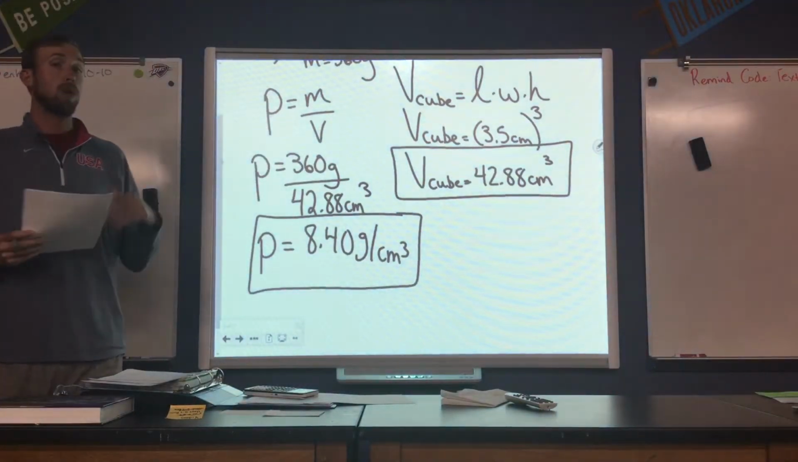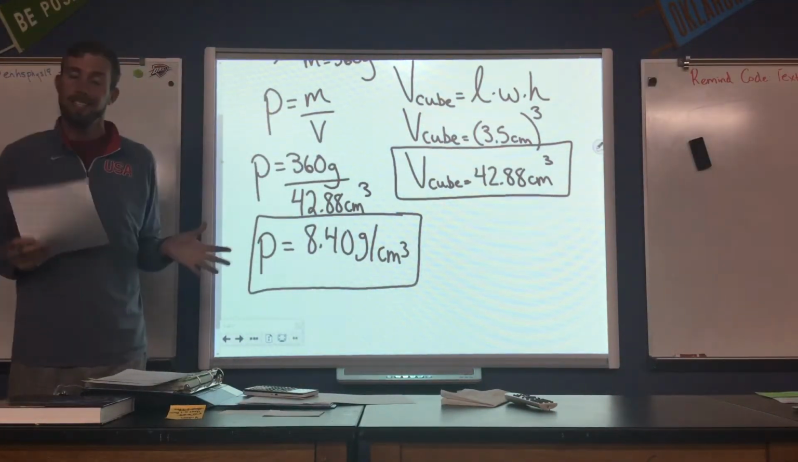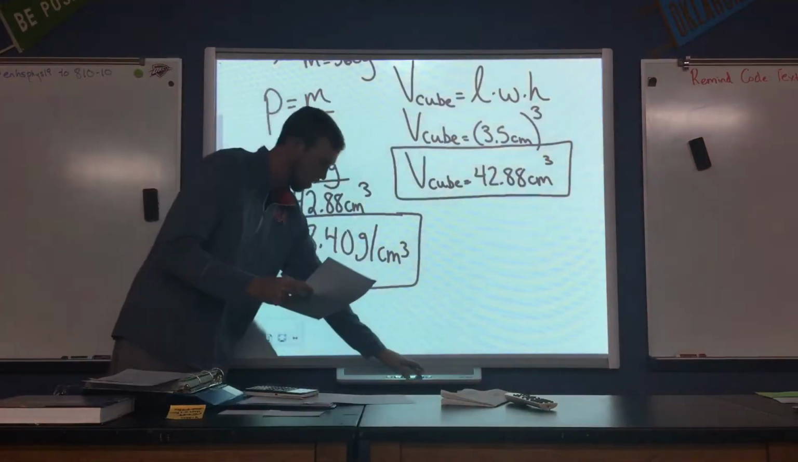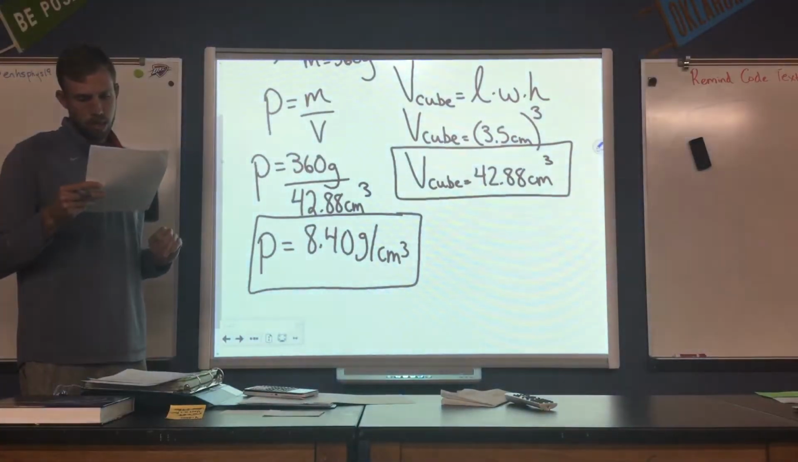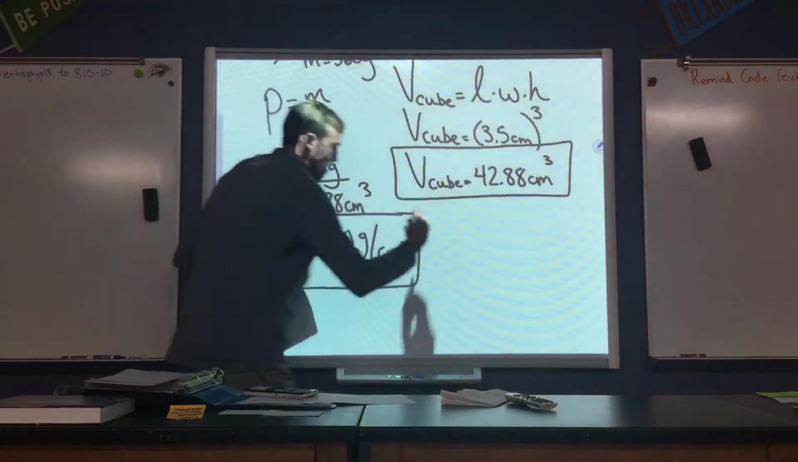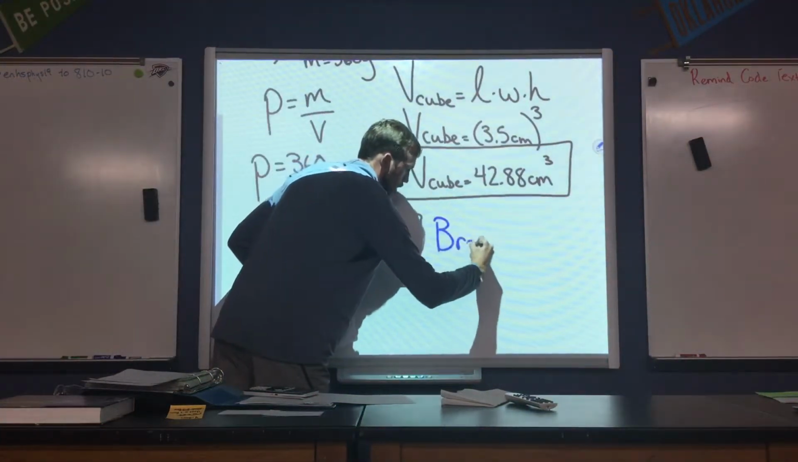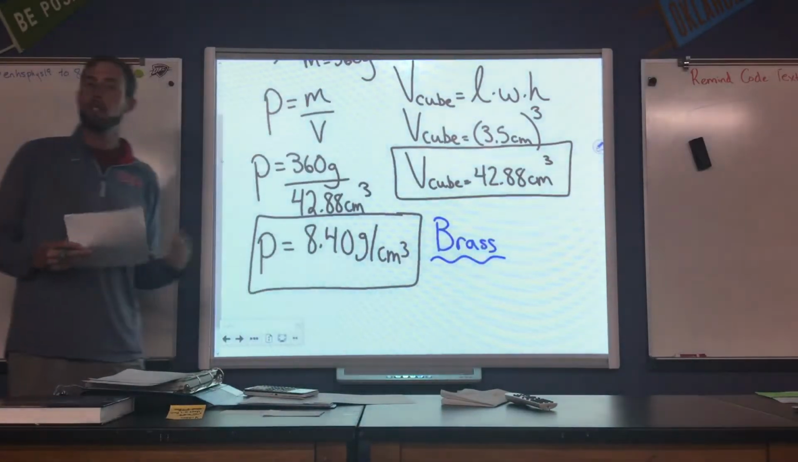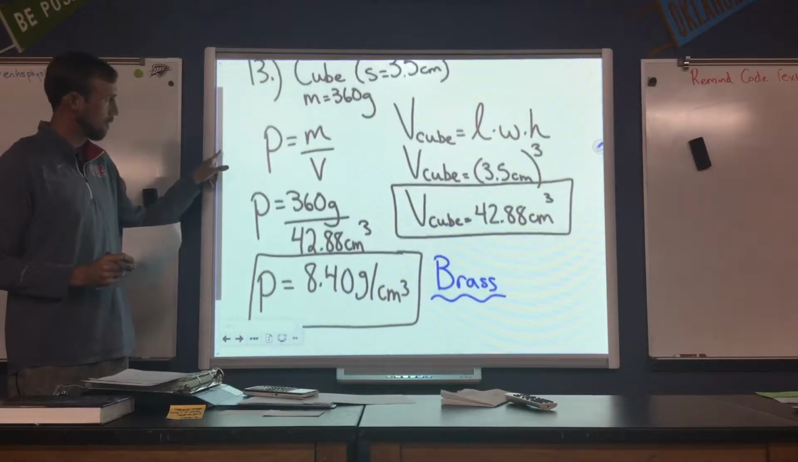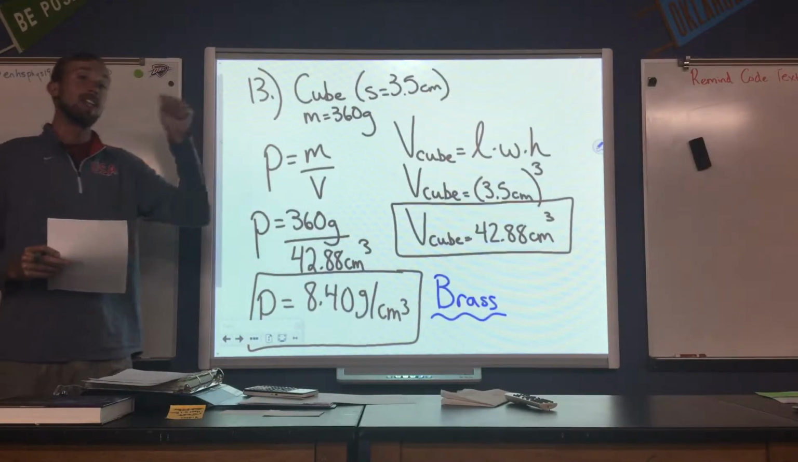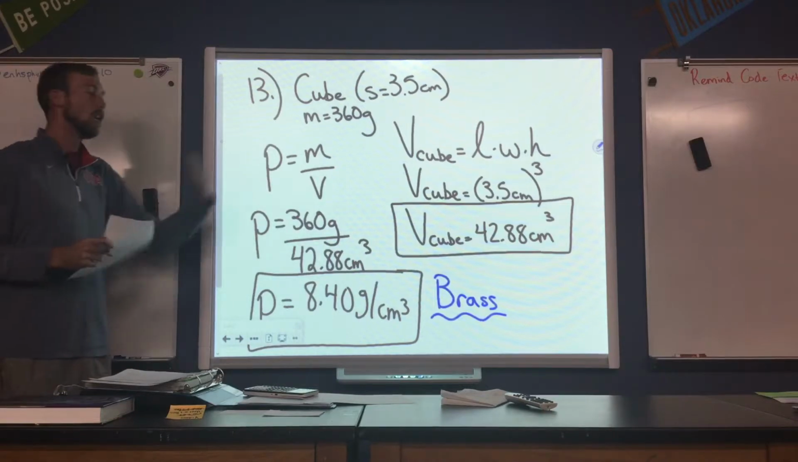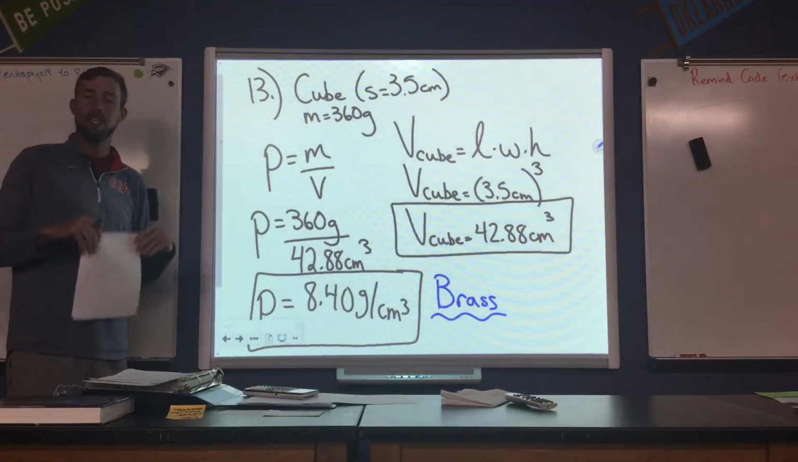Okay. Now the question doesn't ask us to solve for the density. It wants to know what material the cube is made of. So we need to take this one step further. Looking at our chart, it appears that the closest value would be brass, which is listed as 8.5 cubic centimeters. Okay? So that is how we would make our determination on number 13. Given a mass and the dimensions of our cube, we first solve for the volume, and then we use that to find density, which we can then use as a determination of the material.